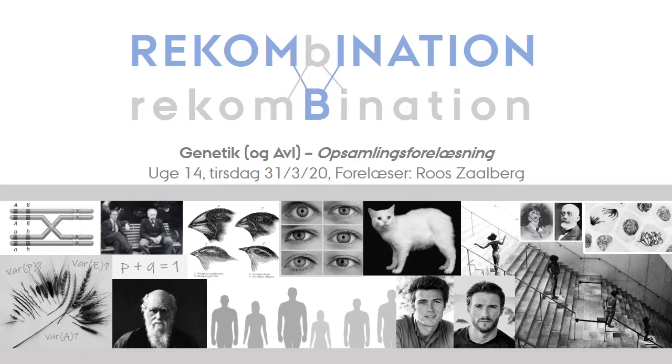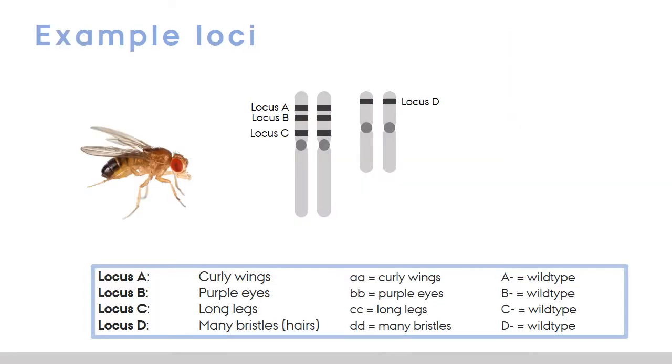Let's get started. Okay, so to explain recombination to you, I will use this example with 4 loci on 2 different chromosomes. On the left we have a chromosome with 3 loci, A, B, and C, and on the right a chromosome with 1 locus, D. These are chromosomes of a fruit fly, and we have 4 different phenotypes: curly wings, purple eyes, long legs, and many bristles.